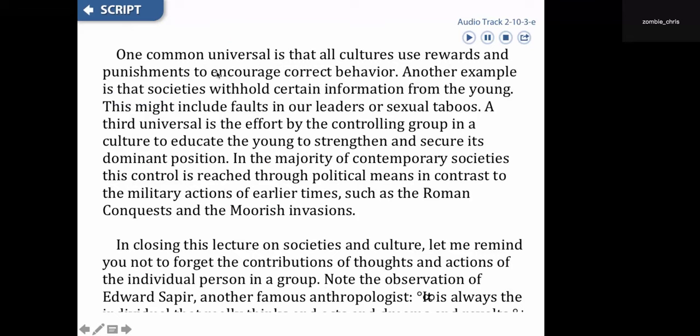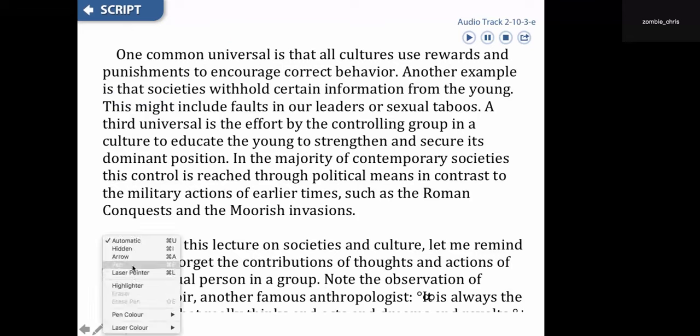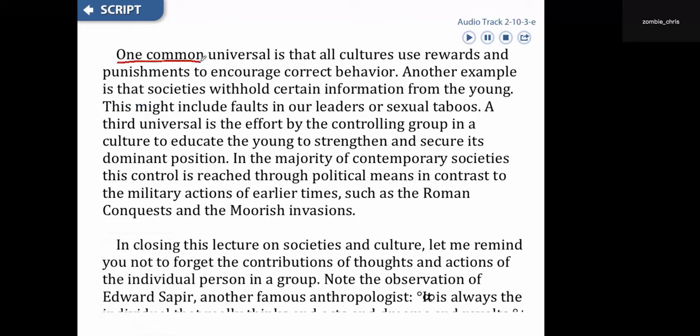Okay, so maybe in the script here I can show you. So we have one common universal. So we don't say firstly, secondly, and then thirdly. So this would be: one common universal is that all cultures use rewards. Another example is that societies withhold certain information. A third universal is the effort by the controlling group. So we don't really list using numbers directly. So not first, number one universal, number two universal, but one common universal in terms of the first one, and then another being the second one, and then third.